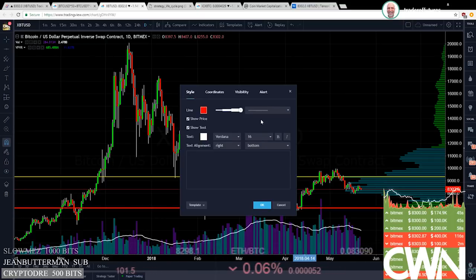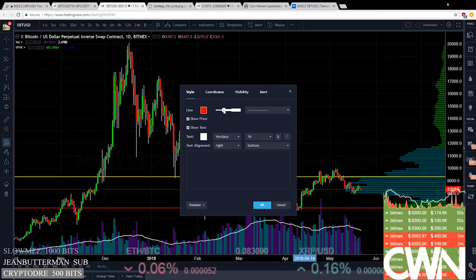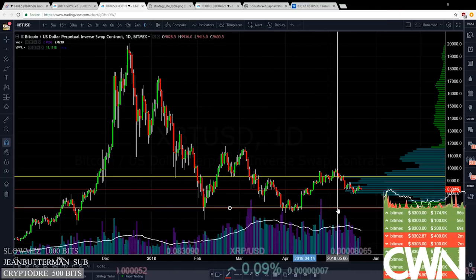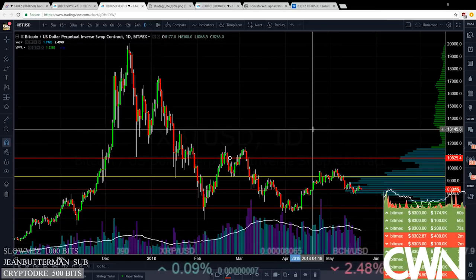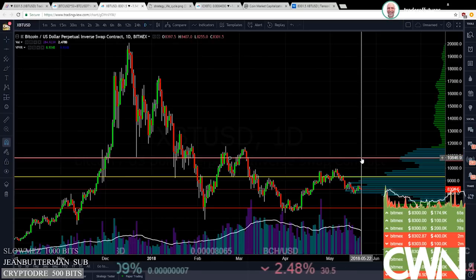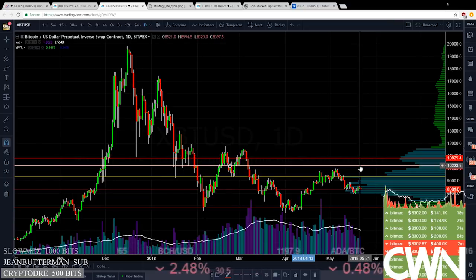So as a general rule, what I do is I make my high value nodes red and solid, maybe something like that, and then place them where they need to go. And then I make my low volume wells blue and dashed, just so that I can very easily see the difference between them.